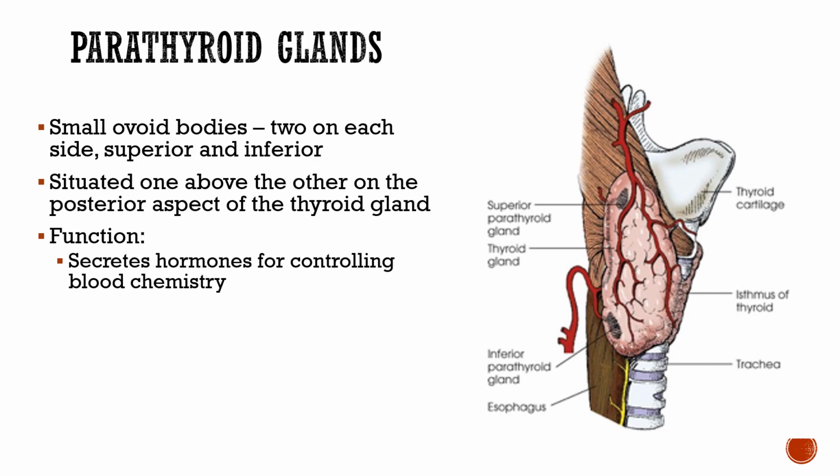Parathyroid glands are small ovoid bodies, two on each side, superior and inferior. They're situated one on either side of the posterior aspect of the thyroid gland, and they secrete hormones for controlling blood chemistry.